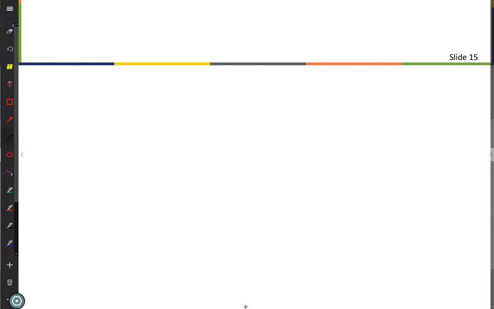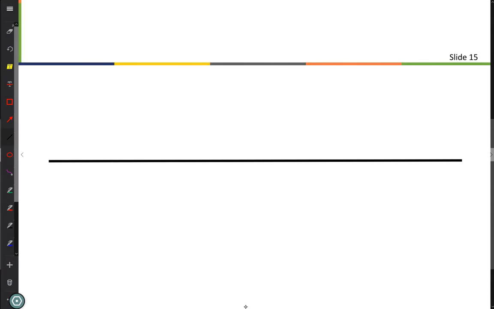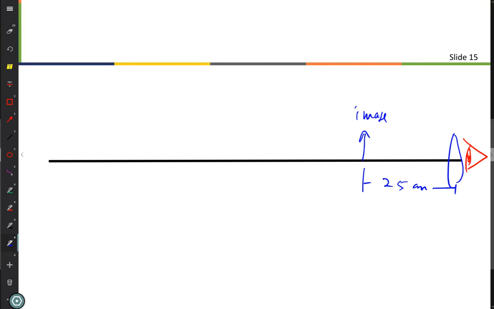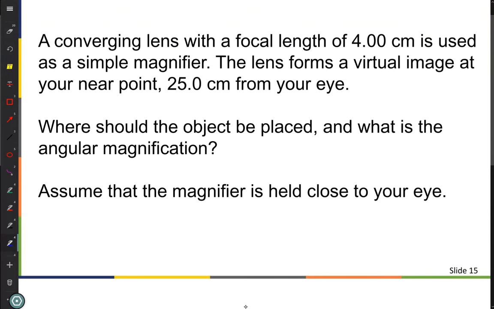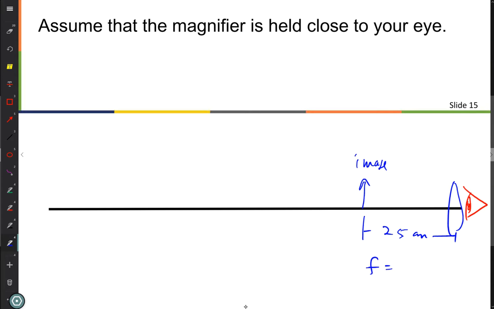I always tell you to start with a diagram. So here's my eyeball, and I have the lens here, and I have the image there. And what other information do we have? F is equal to 4.00 centimeters. And so it asks us, where's the object?